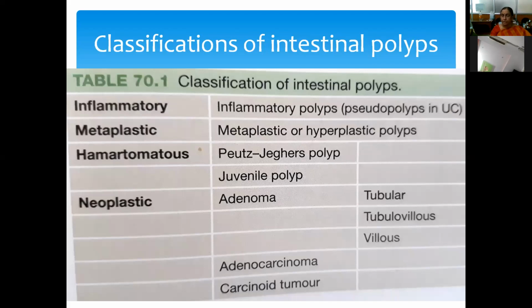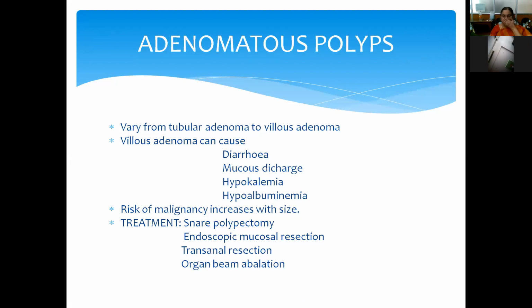Benign neoplasms producing polyps are adenomatous polyps. Adenomatous polyps are of three varieties structurally: tubular, tubulovillous, and villous. Tubular means a stalk at the top of which you have a tumor. Villous means in the form of villi, so a tuft of villi will be there. Tubular ones are classically pedunculated, whereas villous ones are sessile. In between we have a combination of both, the tubulovillous variety. And the next neoplastic polyps are adenocarcinoma and carcinoid tumor. This is the classification of intestinal polyps. Coming to the adenomatous polyps.